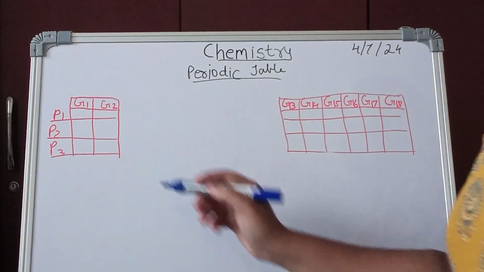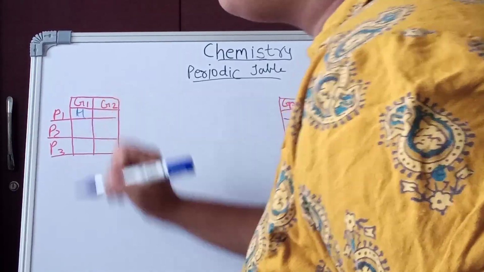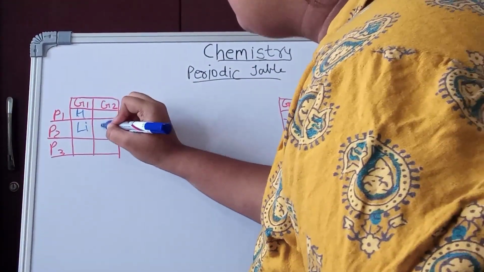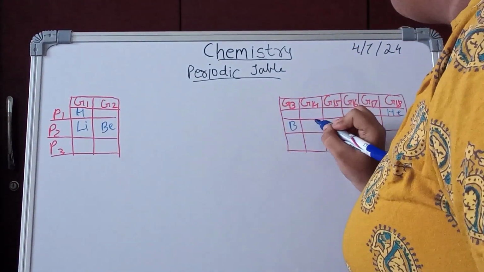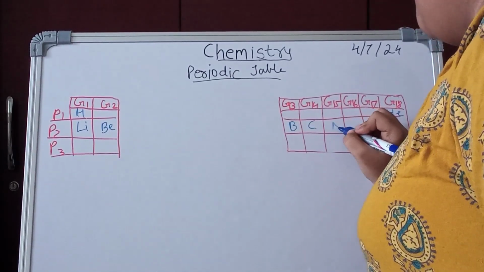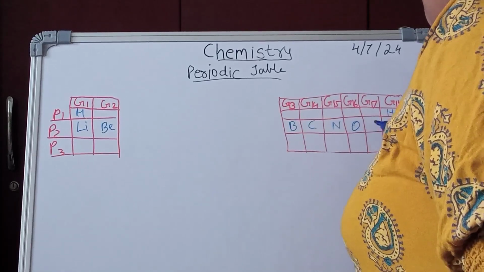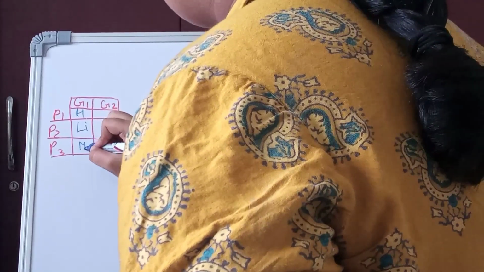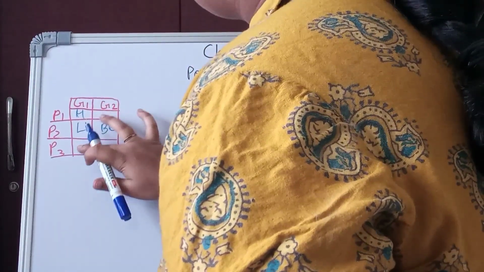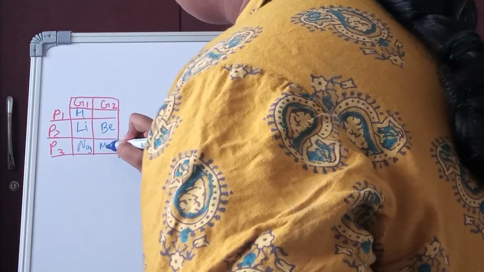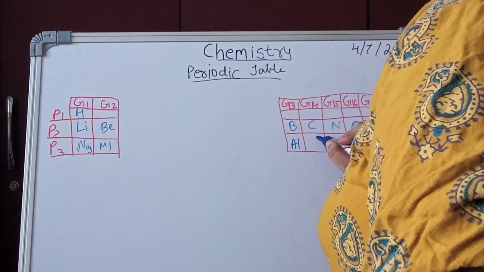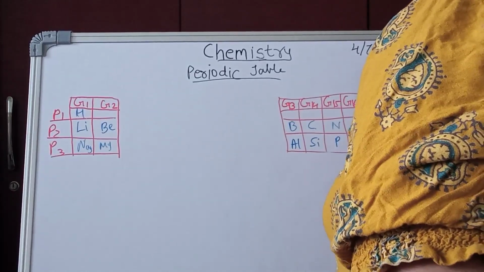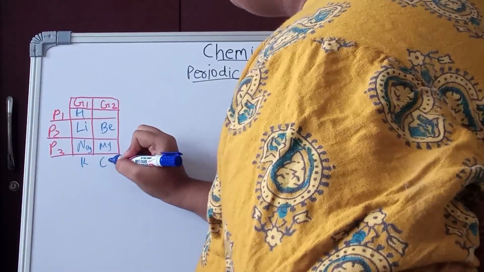So it starts from hydrogen. Hydrogen. And your next element is helium, then lithium, then beryllium, boron, carbon, nitrogen, oxygen, fluorine, neon, sodium, magnesium, aluminium, silicon, phosphorus, sulfur, chlorine, argon, potassium and calcium.